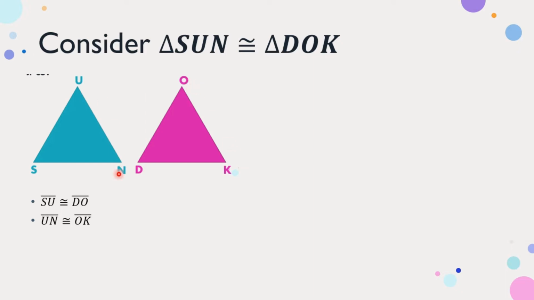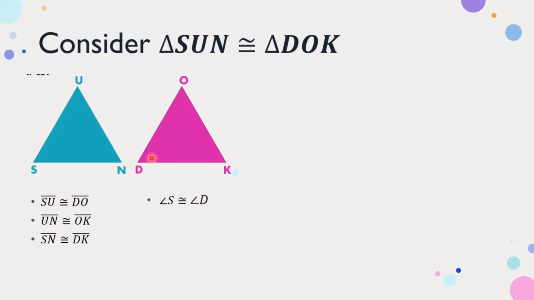Okay, bakit sila congruent? Kasi sila po ay corresponding. Sir, bakit yung UN sa OK, hindi sa DO? Kasi pag pinagpatong ulit yung dalawa, sila yung magkapatong. Therefore, they are corresponding. Next, SN is congruent to DK. Kasi po, they are corresponding. Therefore, since they are located in triangles that are congruent, therefore, they are congruent.